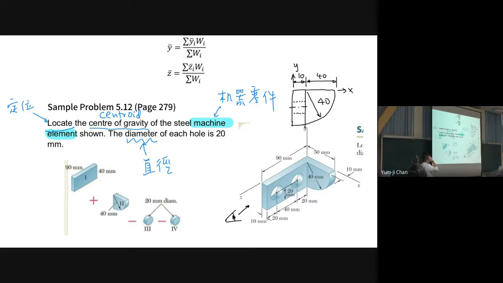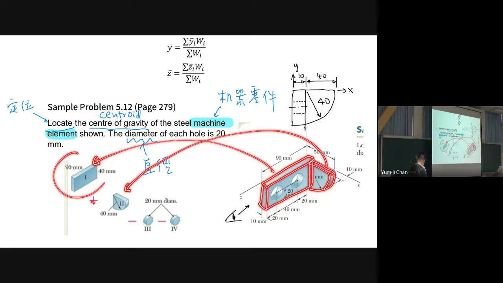Okay, now we go to this, and from here we can see that it can be divided into 4 parts. We have this block, this one is this one, and then we have this quarter circle here, and then this one plus this one, and then there are 2 holes, and we can do it by minus this one and minus this one, minus these 2 holes.